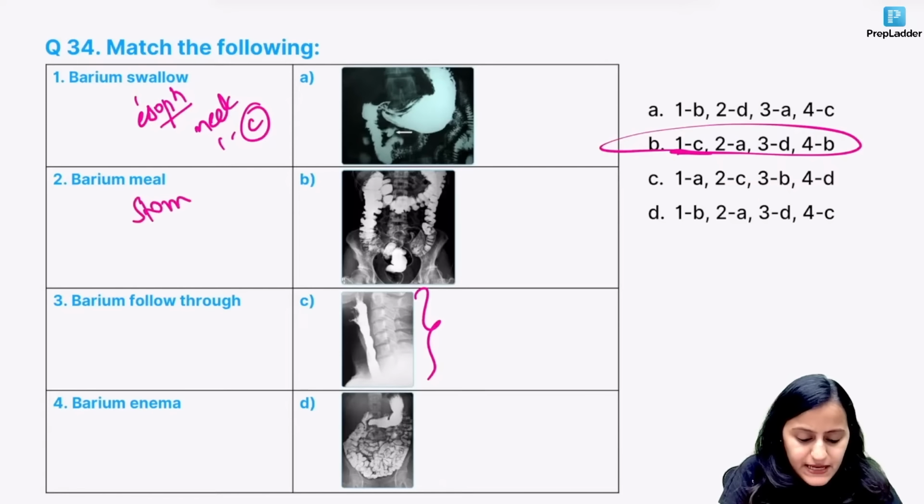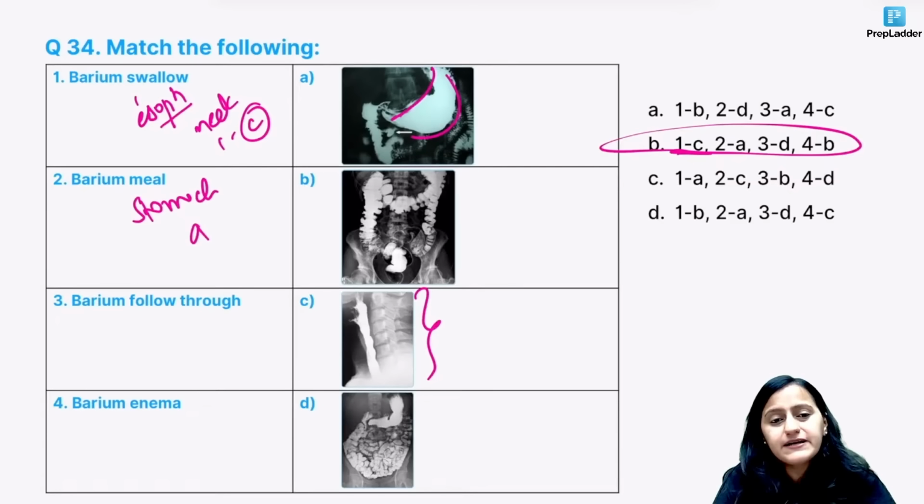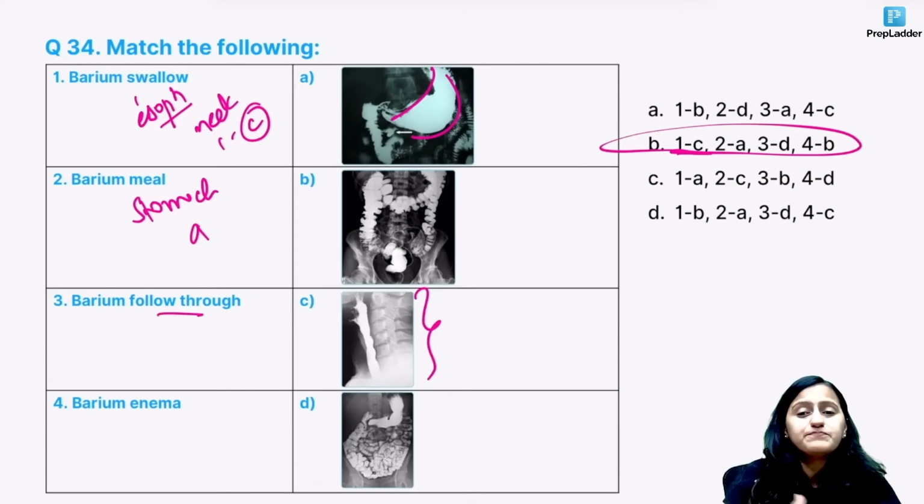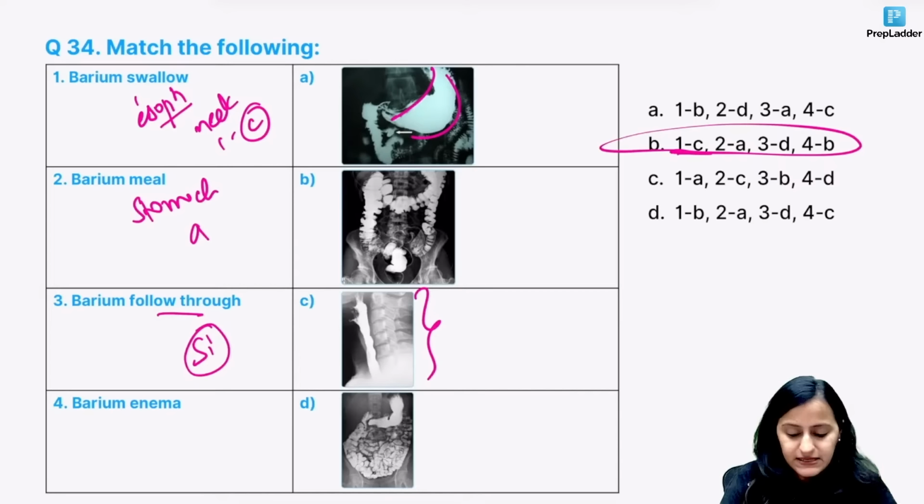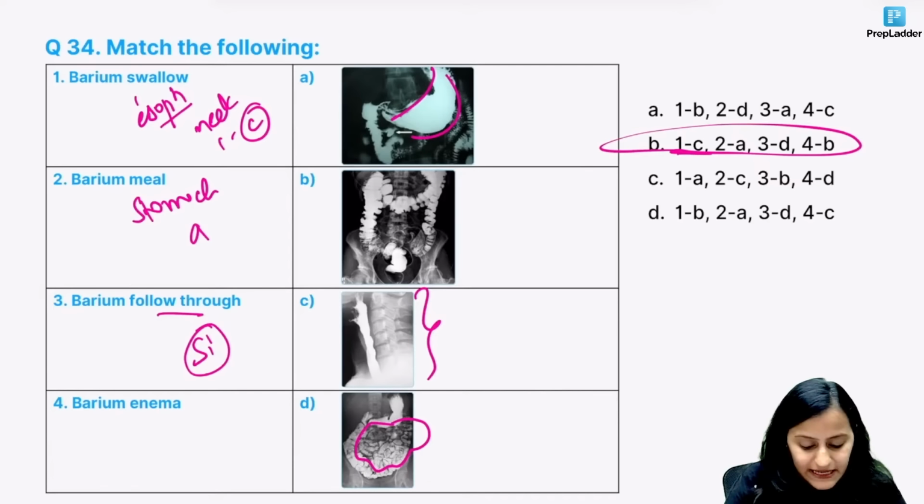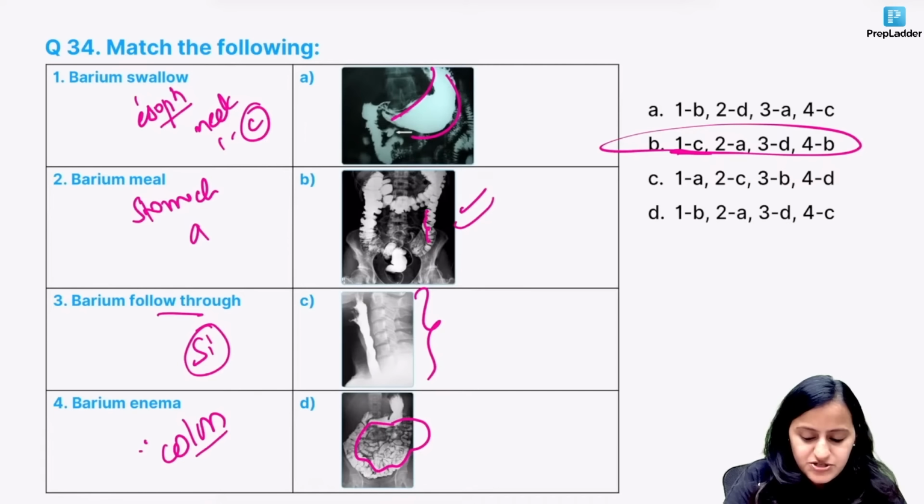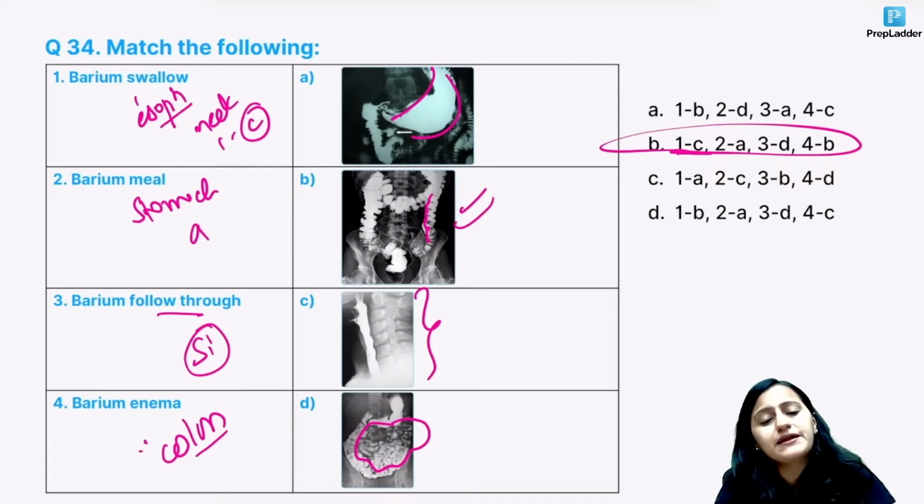Barium meal, the meal goes into the stomach. Stomach is your A. Follow through: after the stomach, we follow through into the small intestine. So when you are seeing all these small bowel loops, it is the follow through. So 3 is D. Enema, that is through the rectum, right? So the colon, the large bowel, is what is seen here. These are the haustrations. So that is the barium enema.